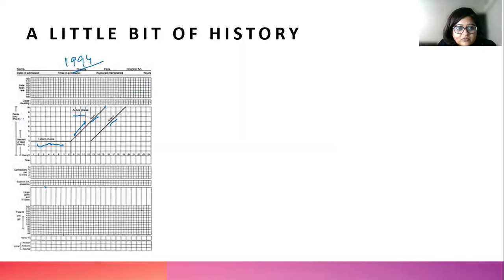Now, again, this has also been a major change recently. The active phase, till very recently, was described from 4 centimeters onwards. Okay, but now the definition for that also has changed, and we will be coming to that because that change is now a major part of the new partograph or the labor care guide.